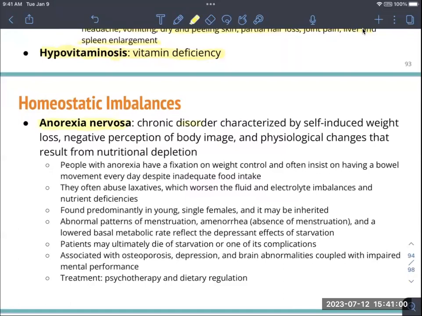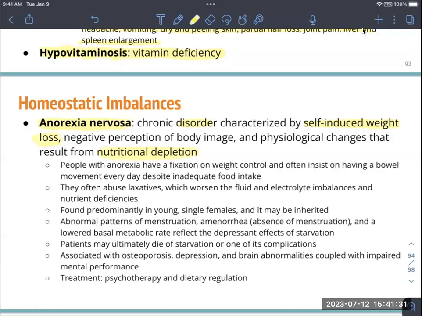This is actually a disorder with self-induced weight loss. These people have a very negative body image. And they end up having a lot of nutritional depletion. They kind of have this fixation on their weight, that they constantly eat too much. Well, they really don't eat too much, that they have too much body fat on them, even though they may really have none or next to none.